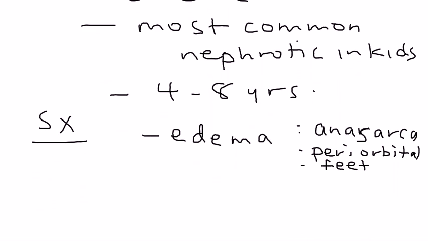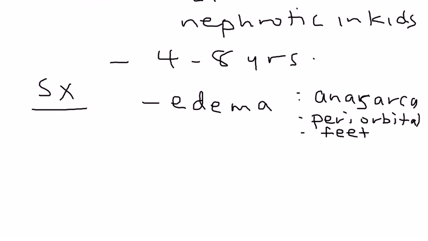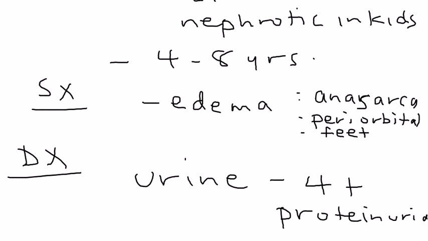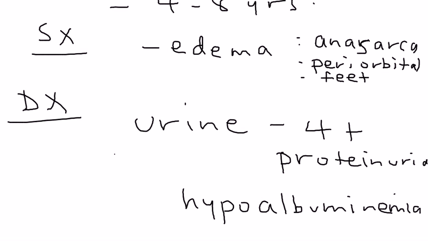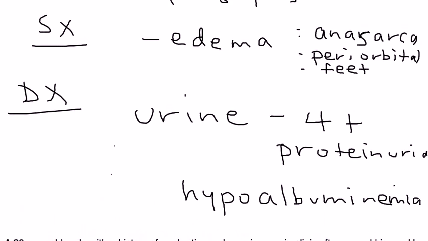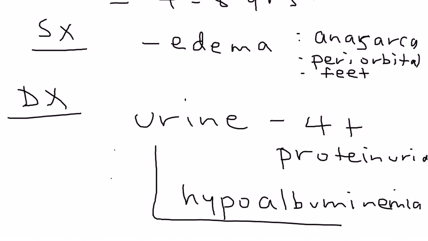And initial diagnostic testing, if you do the urine test, will clearly show massive proteinuria. And then when you do the blood tests, you will clearly see low albumin levels in the blood. Now, what's the definitive diagnosis? What is the thing that you do that would clinch the diagnosis? And that is the renal biopsy.